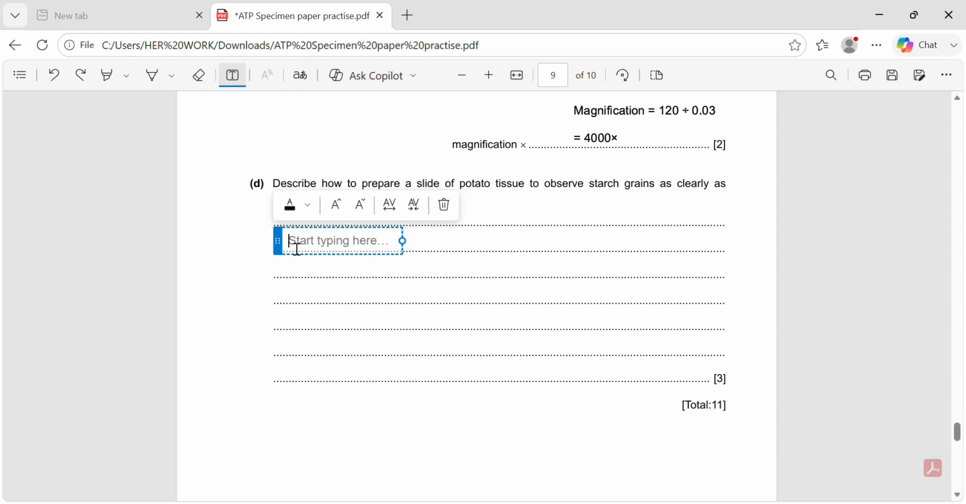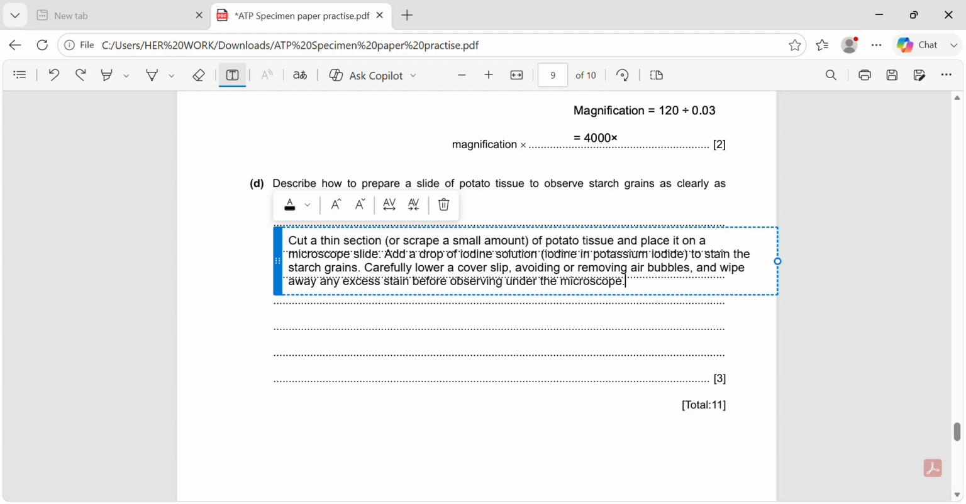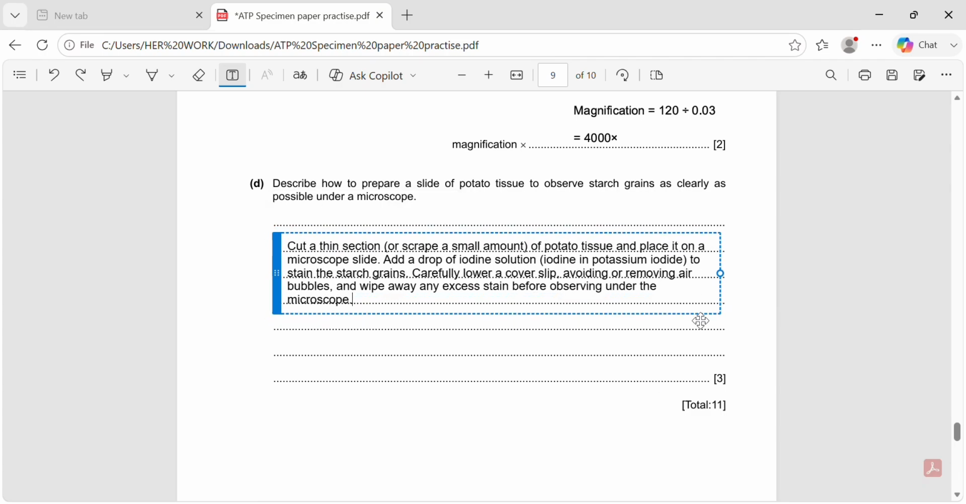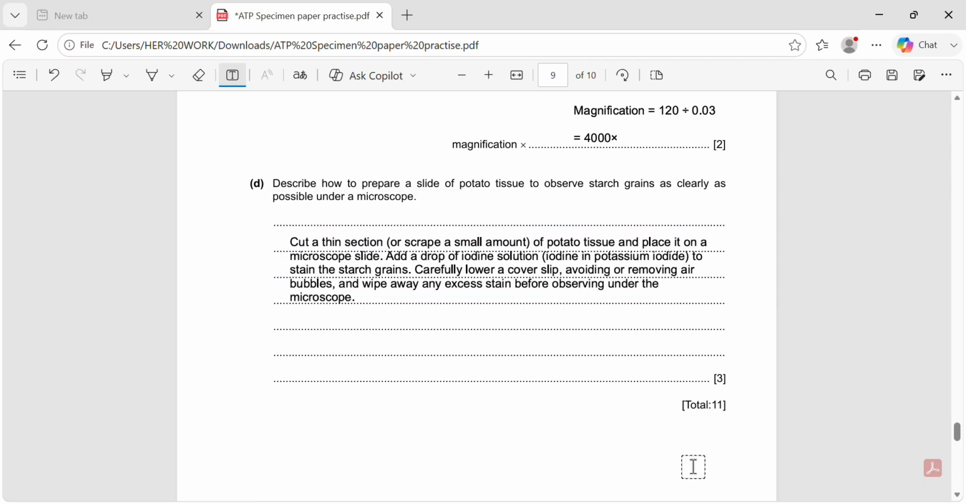So the answer we will simply write is, cut a thin section or scrape a small amount of potato tissue and place it on a microscope slide. Add a drop of iodine solution to stain the starch grains. Carefully lower a cover slip, avoiding or removing air bubbles, and wipe away any excess stain before observing under the microscope.